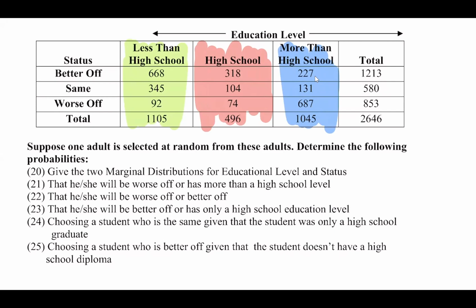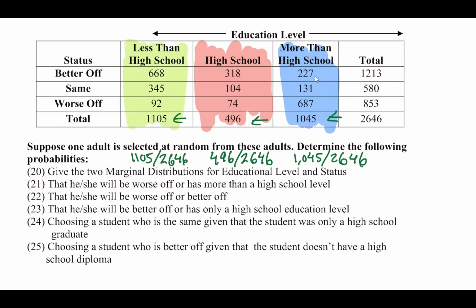So for less than a high school diploma, you put 1105, and this is where I get the 1105, and you divide it by the total, which is 2646. Or I could get the probability somebody has a high school education level. So that's the 496 divided by 2646. Or I could get the probability somebody has more than a high school diploma. There you go, 1045 divided by 2646. All right, so those are the three marginal distributions for education level.